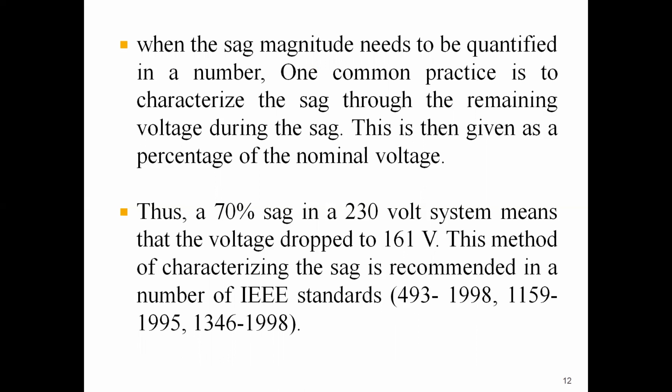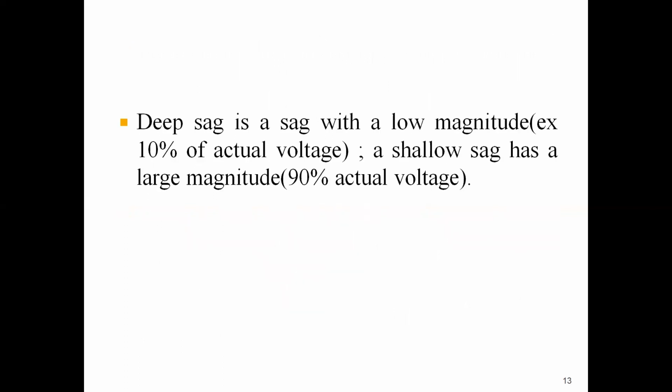This method of characterizing a voltage sag is recommended in a number of IEEE standards, like 499, 493, 1998, similarly 1159, 1995, and 1346, 1998. There are different IEEE standards that we follow. This is one of the best methods. If you say an 80% sag in a single phase system, it gives 230 times 0.8. This is how you can simply quantify your sag.